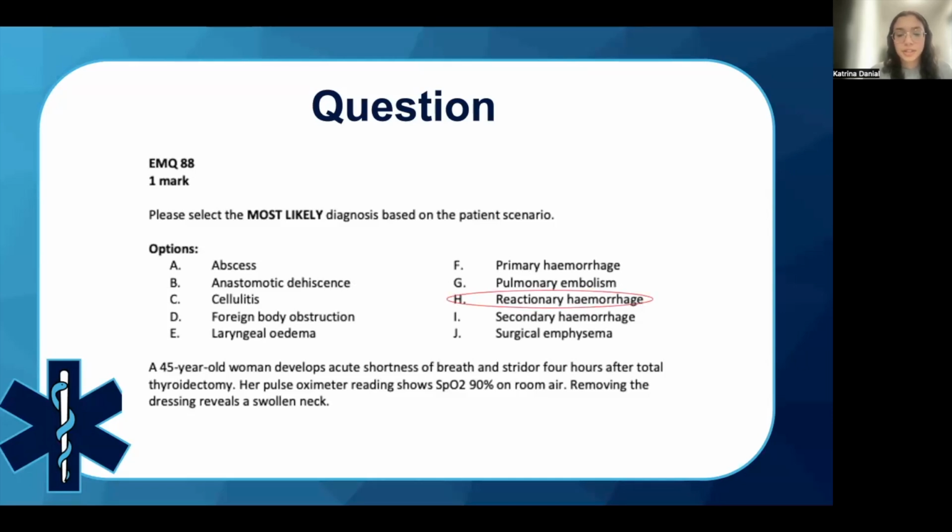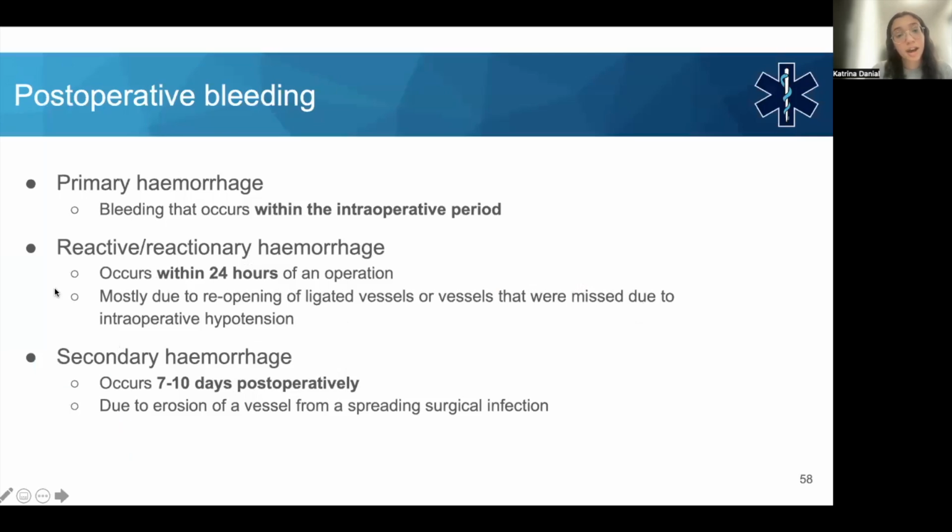Okay, this is what we call a reactionary hemorrhage. So remember, she's 4 hours after her surgery. So this is bleeding that's taken place after the surgery, but it's within 24 hours. So we'll call it a reactive or reactionary hemorrhage.